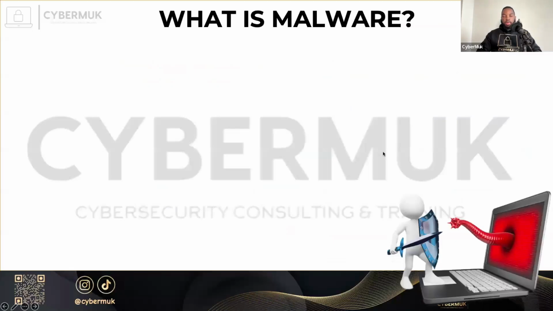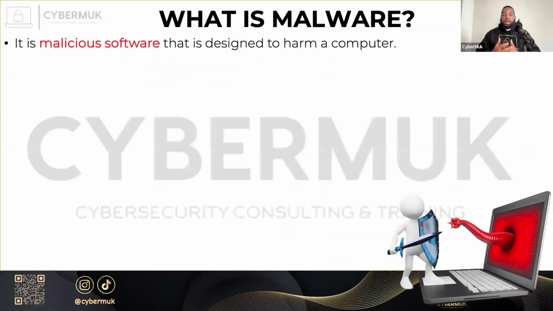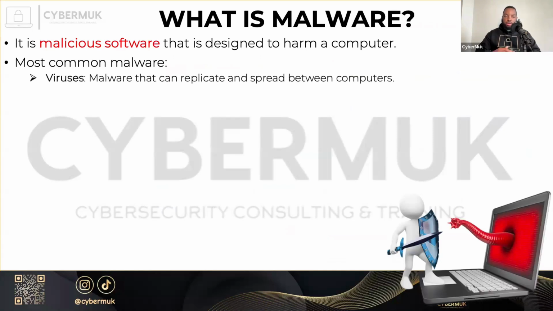So what is malware? How do you know that there is some malicious activity? Malware is malicious software that is designed to harm a computer. So your computer is working normally, everything is fine, and then you get a virus, a worm, a Trojan, or ransomware. What are these terms? What do they mean? So let's look at the most common types of malware that are in the CompTIA syllabus.